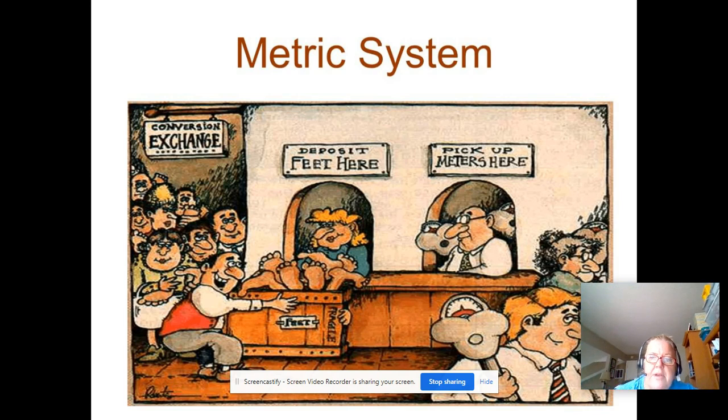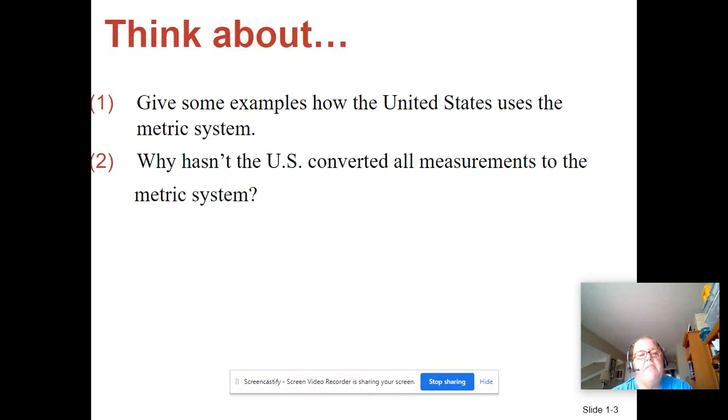Of course, with the metric system, you can think that it's been around for a while, and we're going to talk about that in the next slide. So give some examples of how the United States uses the metric system, and then why hasn't the United States converted all measurements to the metric system? Take a moment, if you would, and just think about that. Think about an example of when you use the metric system in the United States, and then why do you think we have not solely converted to the metric system?